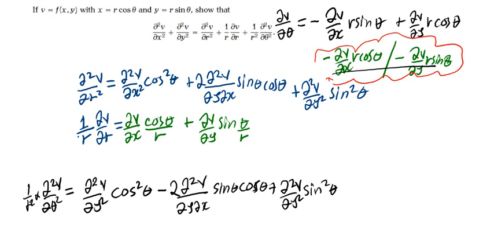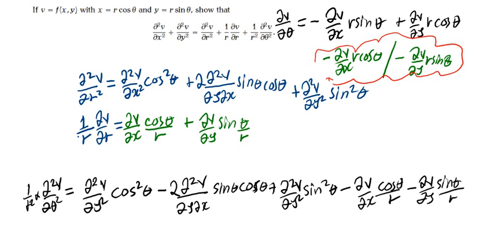Then you have these terms. Remember I said we have to bring them back at some point, so that's going to be minus partial of v with respect to x. This is supposed to be r cos theta, but I'm multiplying by 1 over r squared, so the r on the numerator is going to cancel out. That's going to be cos theta over r. That would be minus partial of v with respect to y, which is going to be sine theta over r when you multiply it by 1 over r squared.